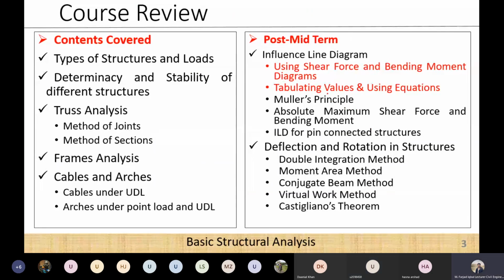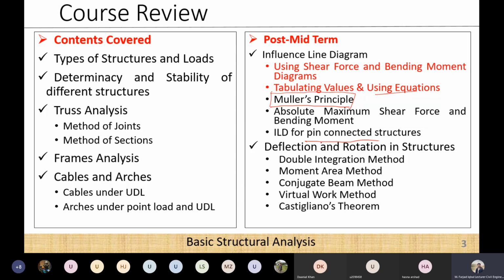We plotted ILDs by tabulating values and using equations. And the first thing that we are going to study after midterm is the plotting of ILDs by using Muller's principle. And after that, we will be discussing how to interpret or calculate maximum shear force and bending moment when the moving load is moving over any structure. These may include pin connective structures as well, such as trusses or girder. So basically, up till now, we have been plotting the influence line diagram for the beams only, but we will move on to the trusses as well.